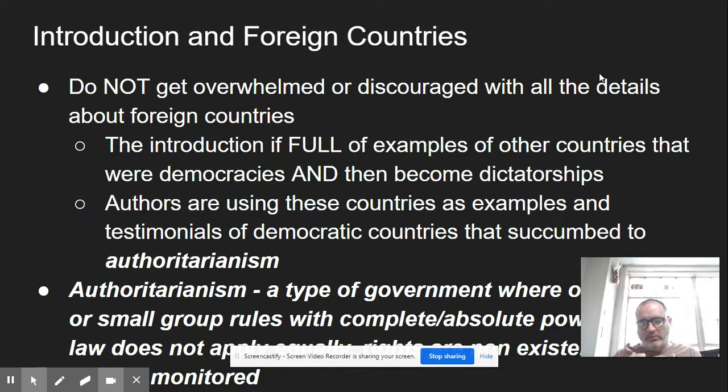So what's authoritarianism? Just to be clear, it's a type of government where a person or a small group rules with complete and absolute power, where the rule of law does not apply equally. There may or may not be any sort of rights and freedoms guaranteed to individuals, or maybe just guaranteed to certain individuals. They're heavily monitored. So authoritarianism is where you have a small group of people or an individual ruling with complete and absolute power and not paying attention to rule of law or any sort of human rights.